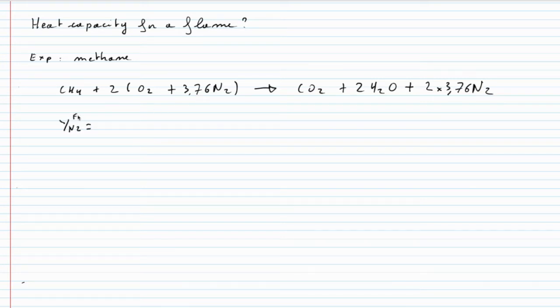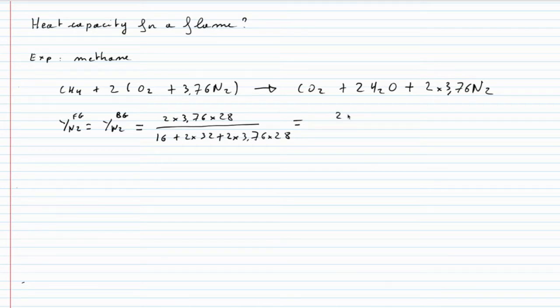Here we assume that the reaction takes place under stoichiometric conditions. As N2 does not participate in the reaction, the species mass fraction of N2 is conserved during the reaction. The species mass fraction of N2 in the fresh gases is therefore equal to the species mass fraction of N2 in the burned gases. If we do the math, then we find that the species mass fraction of N2, which is constant, is equal to 0.724.